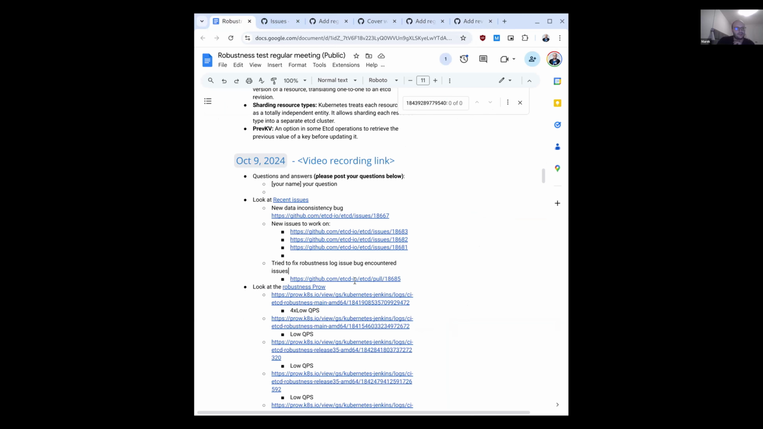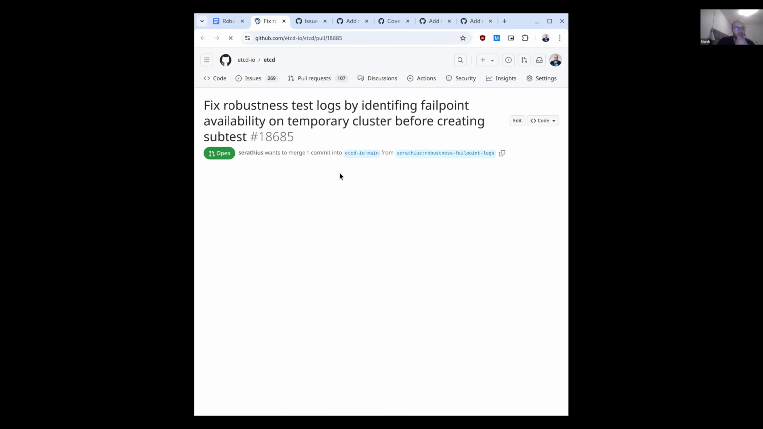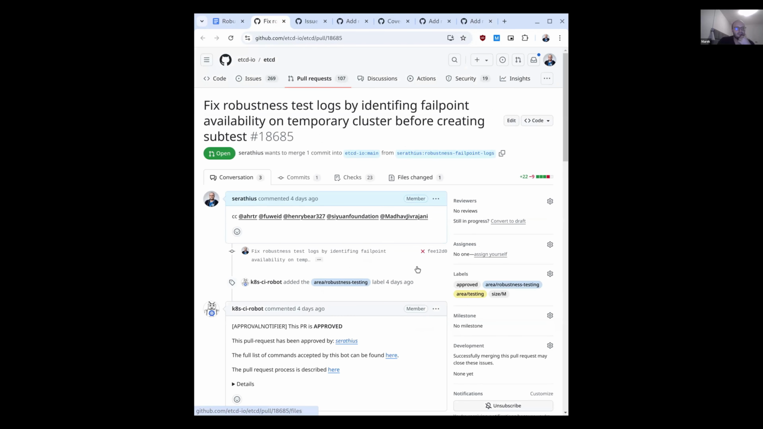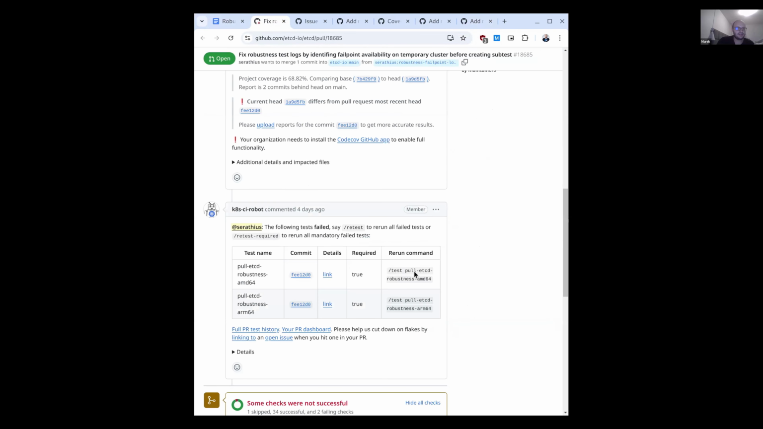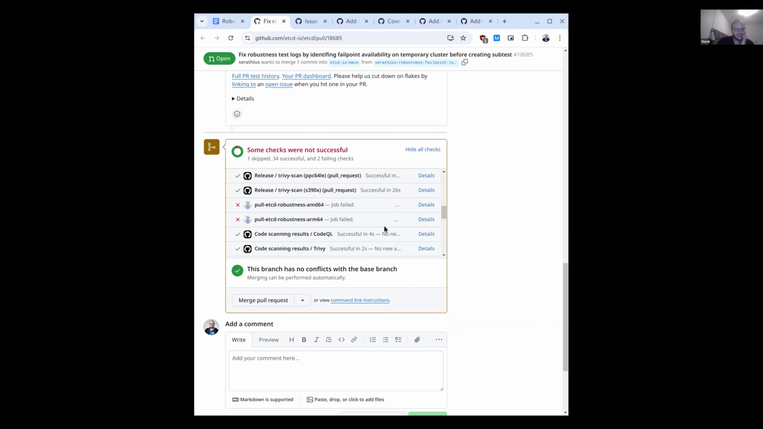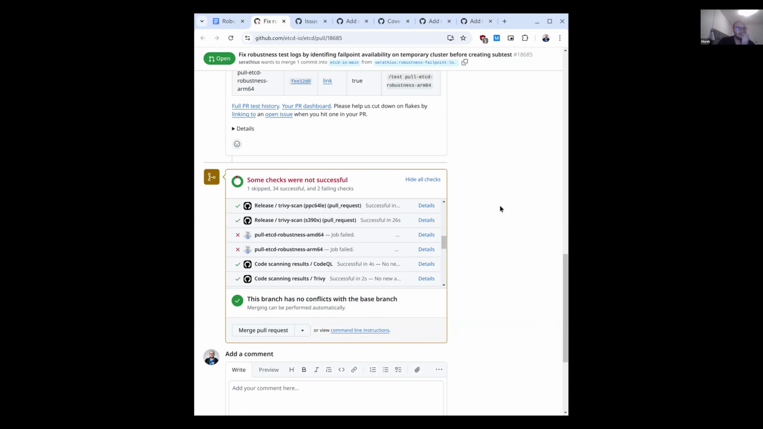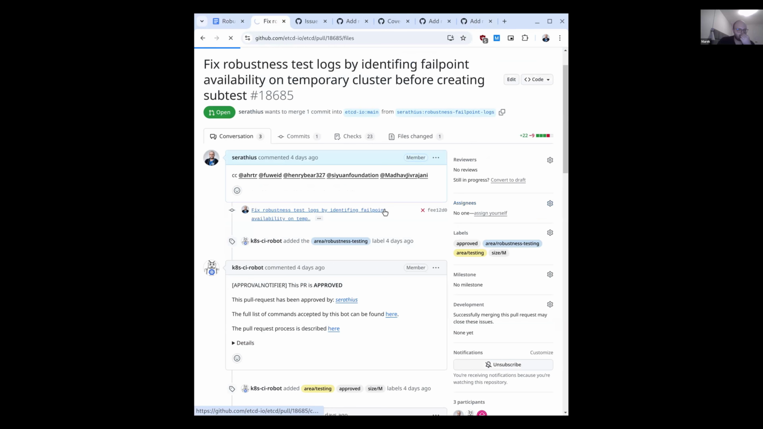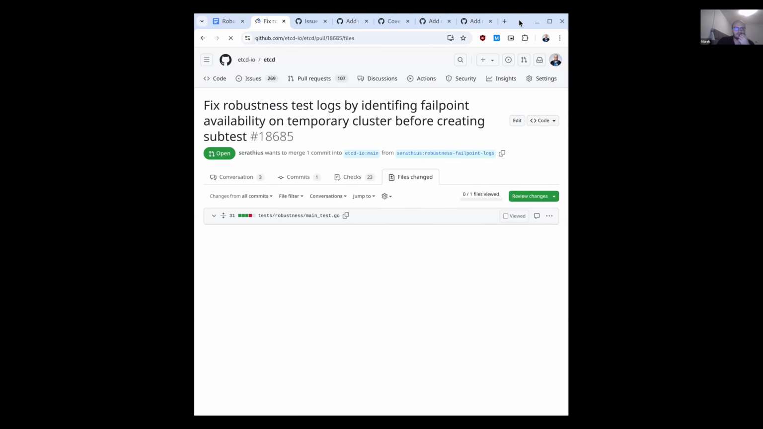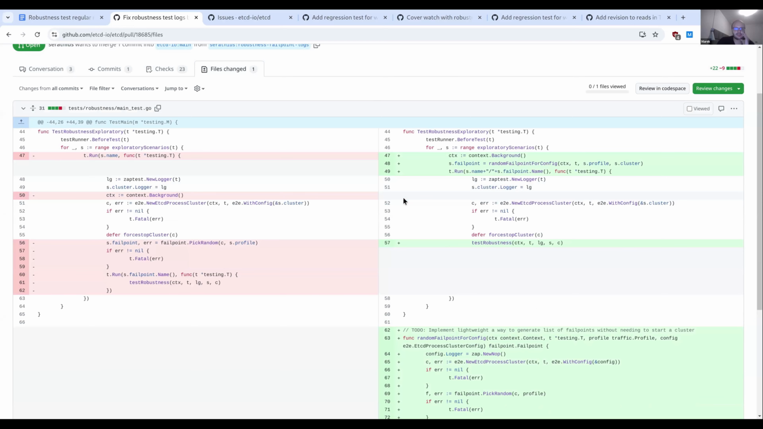Yeah, I also finally took a look into the logs and tried to implement a fix, and it doesn't work. I'm not sure why, so I still need to investigate it.